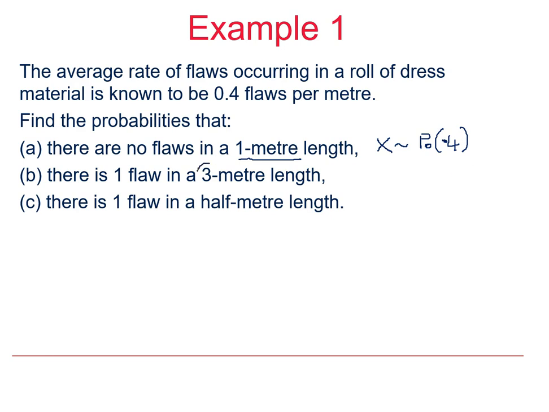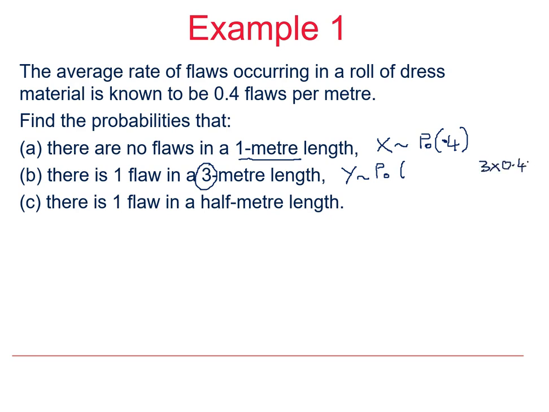When we look at part B, this time we're not looking at a 1-meter length, we're looking at a 3-meter length. So let's define a new random variable y, and y will follow a Poisson distribution, but this time, because our length is 3 times larger, our value for lambda will also be 3 times larger.